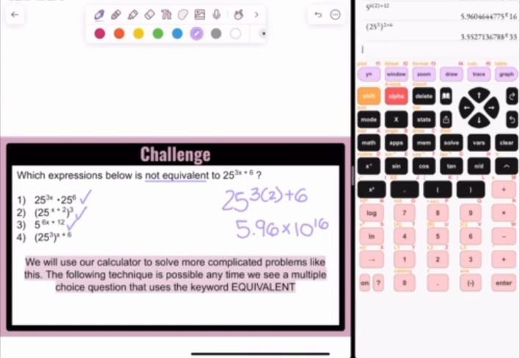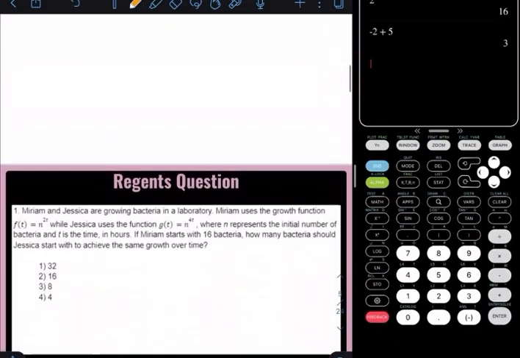Yep, there we go. That one is not equivalent. All right, and now we are going to move on to all types of Regents problems where we are going to use this technique. So let's look at the first one.